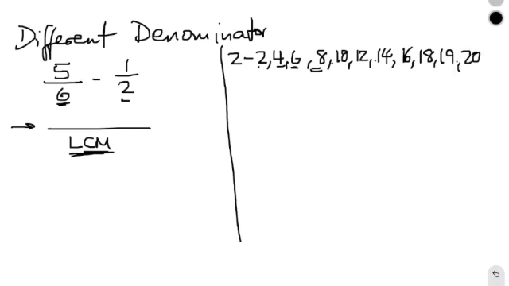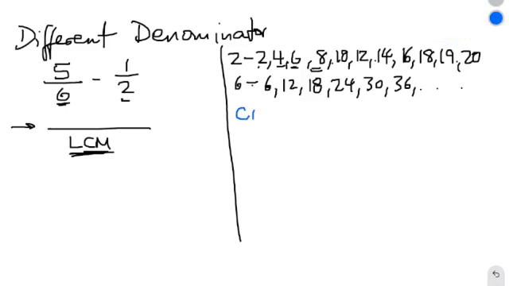And then we look at the multiples of 6. 6 times 1 is 6. 6 times 2 is 12. 6 times 3 is 18. 6 times 4 is 24. 6 times 5 is 30. 6 times 6 is 36. And so forth, so on.